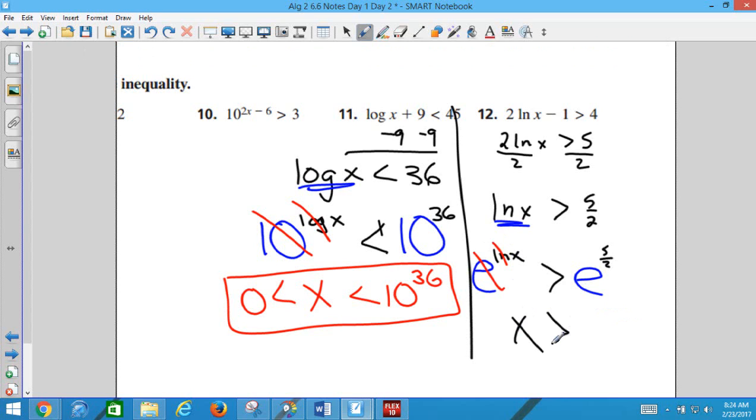This original question had an ln, which is the same as a log. So I know x has to be greater than 0. In this answer, do I have to worry about the x is greater than 0 part? No, because that says greater than 12.82, so we don't need to worry about that part.